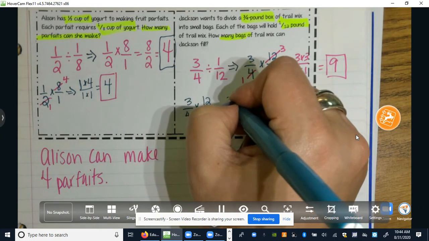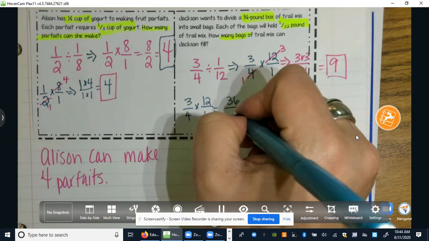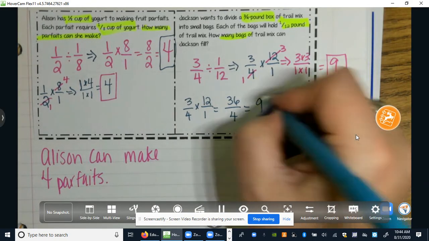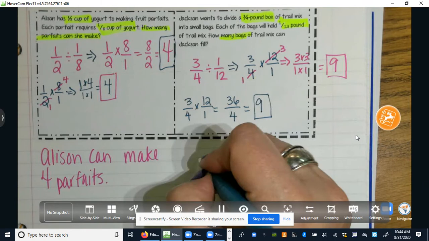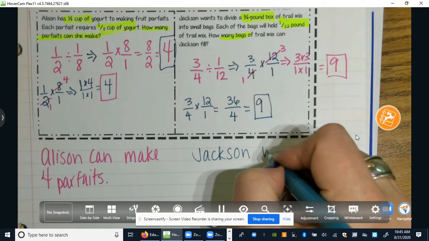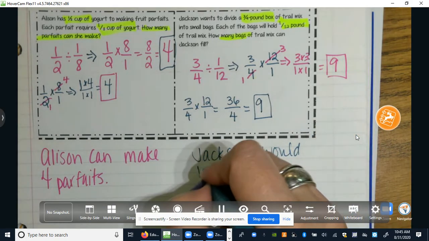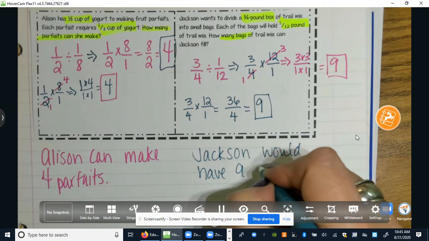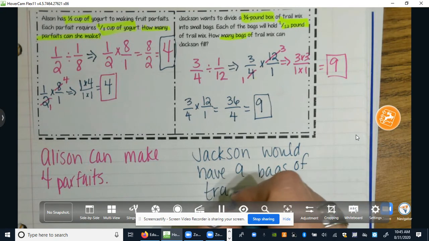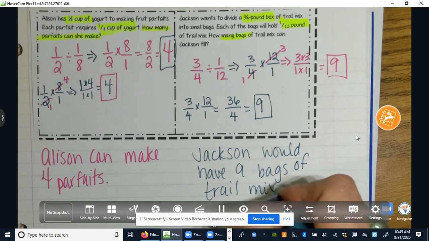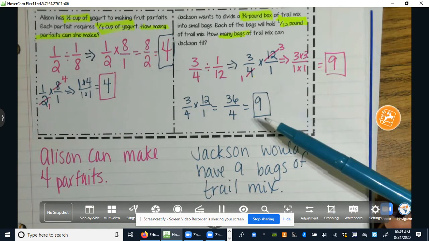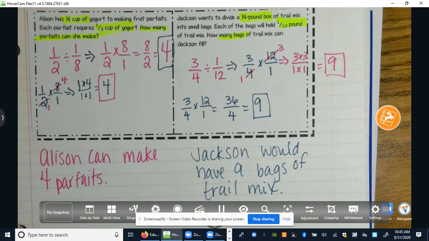If I did it the other way, we have 3/4 times 12 over 1. 3 times 12 gives me 36. 4 times 1 gives me 4. 4 can go into 36 9 times. So Jackson would have 9 bags of trail mix. Right? Just remember, you need to simplify one way or another, but we get the same answer either way.